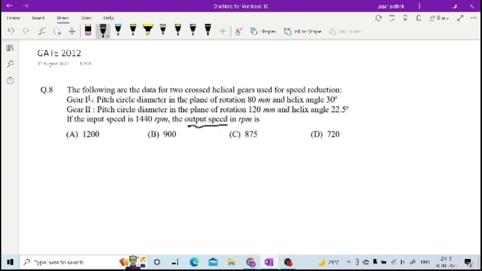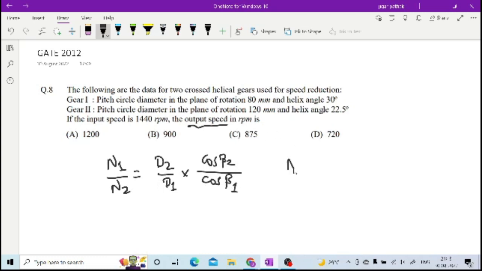For that, in the case of helical gears, n1 by n2 is equal to d2 by d1 into cos beta 2 by cos beta 1. When you put in all the values, which you have except n2, because d1 and d2 are given, beta 1 and beta 2 are given, and input speed n1 is given, and simplify, you will find your n2 is almost about 900 rpm.